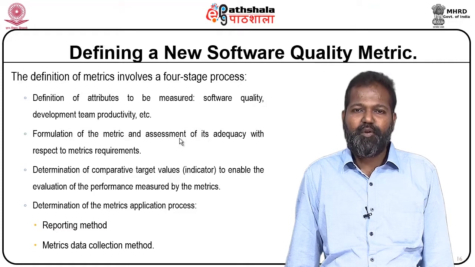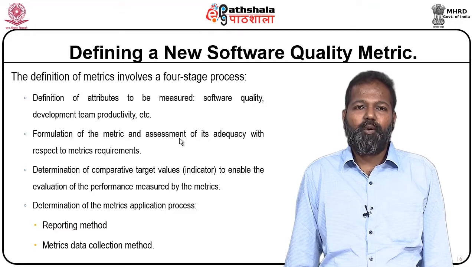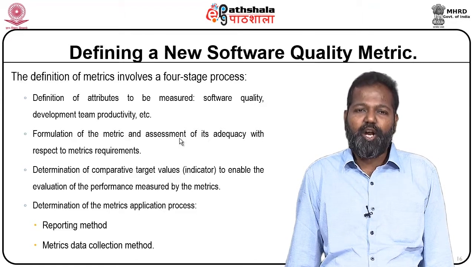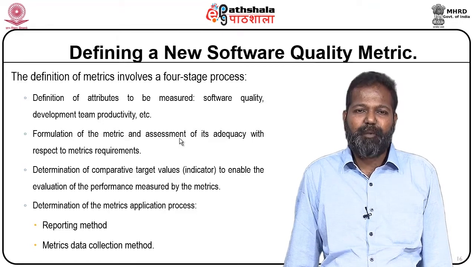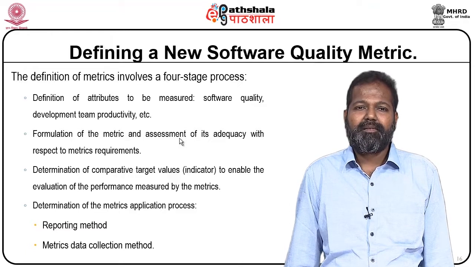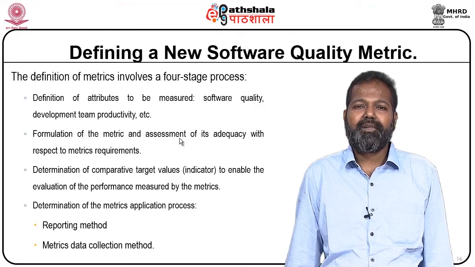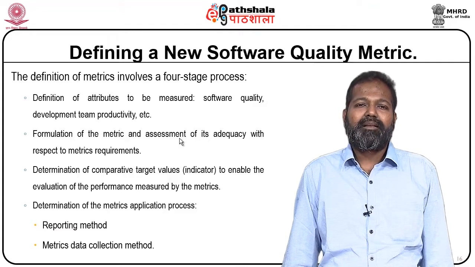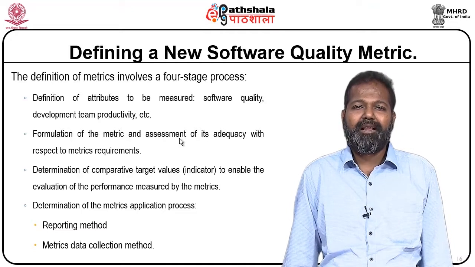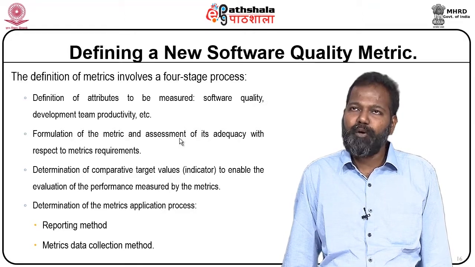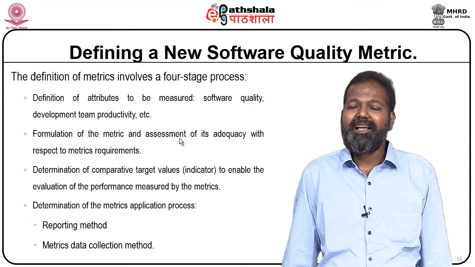Definition of attributes to be measured: software quality, development team productivity, etc. Formulation of the metric and assessment of its adequacy with respect to metrics requirements. Determination of comparative target values, indicators to enable the evaluation of the performance measured by the metrics. Determination of the metrics application process, the reporting method, and the metrics data collection method.